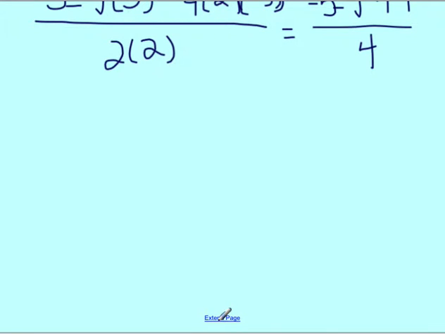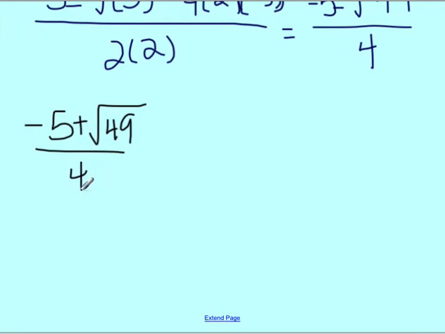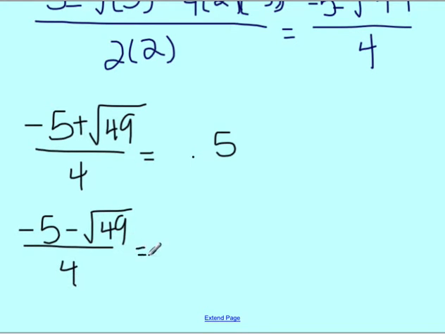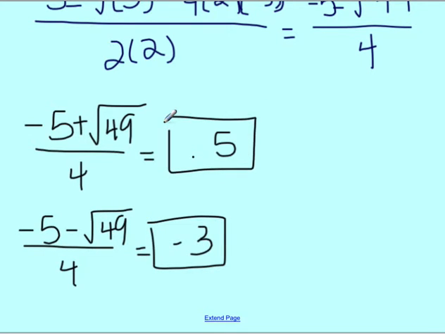So now we're going to split it up into our two versions. We have negative 5 plus the square root of 49, and then we're going to take that answer and divide it by 4. So you take negative 5 plus the square root of 49, hit enter, and then divide that by 4, which is 0.5. Then we're going to take negative 5 minus the square root of 49, hit enter, and divide it by 4, and that's going to give you negative 3. So you have for your answers 0.5 or negative 3.